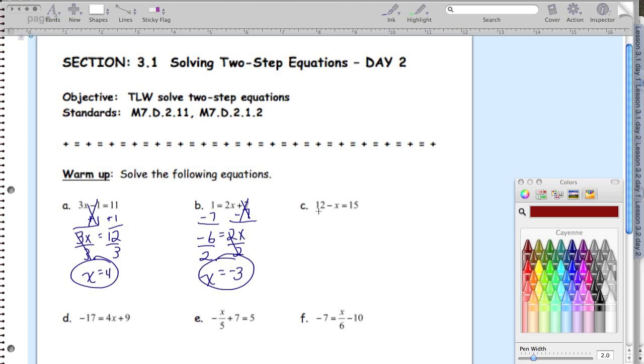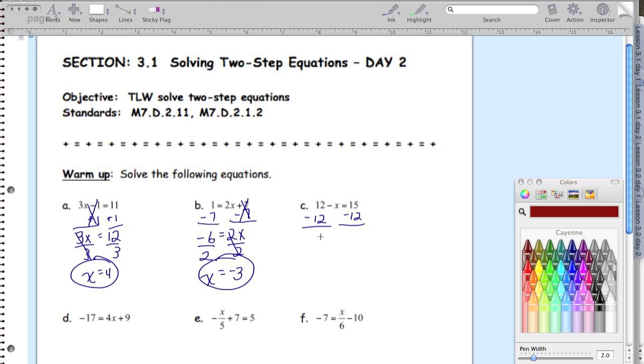Letter C, 12 minus x equals 15. I'm going to subtract 12 on both sides. The sign in front of the number is what it is. If there's nothing written, it's a positive. So that's how I knew to subtract. Don't look at what's after it. Just look at the sign in front of it.